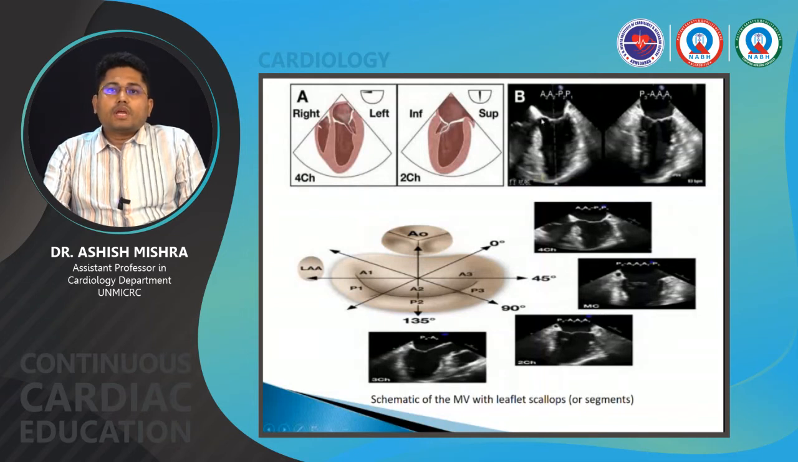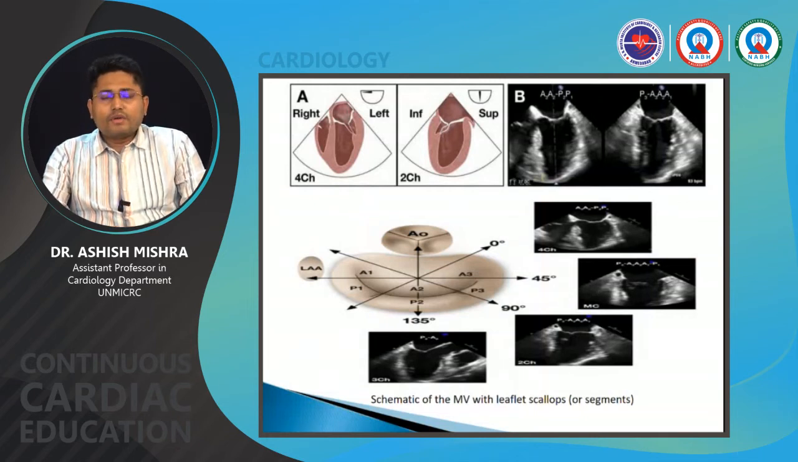So we can see over here the arrangement of the scallops as being A3, A2, P2 and P1 in the 4-chamber view, and in the 2-chamber view the arrangement of scallops stands as P3, A3, A2 and A1. So this is a very nice schematic where we can see the various scallop arrangements at various angulations of the transducer angle. At the mid commissural view we can see the arrangement of scallops between P3, A3, A2, A1 and P1.